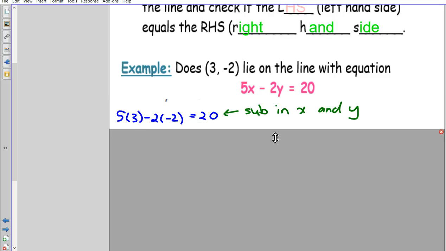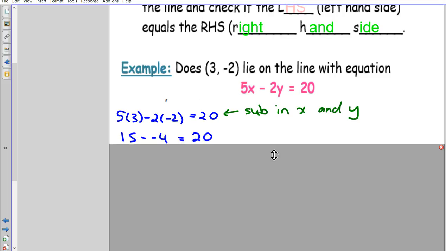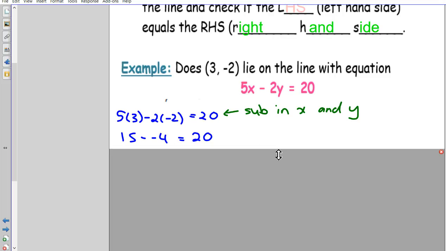Let's try doing that. Sub in x and y, which is what we've done. We've subbed in x is 3, y is -2. What is 5 times 3? And what is 2 times -2? Next line would be 15 subtract -4 equals 20. And what is 15 subtract -4? Can you rewrite that? It's 15 plus 4. What is 15 plus 4?